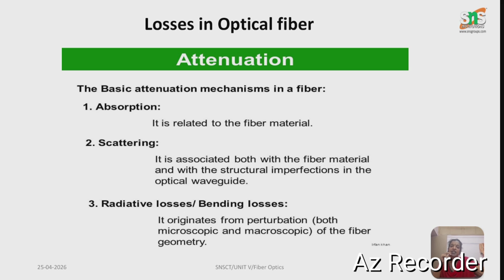If we go with scattering, it is associated with both fiber material and structural imperfection in the optical waveguide, and then radiative losses. Here we have microscopic and macroscopic. In microscopic, it might be due to the manufacturing itself, where we can have microscopic bending. And in macroscopic, the radiative loss occurs when the radius of curvature is increased compared to the core diameter.